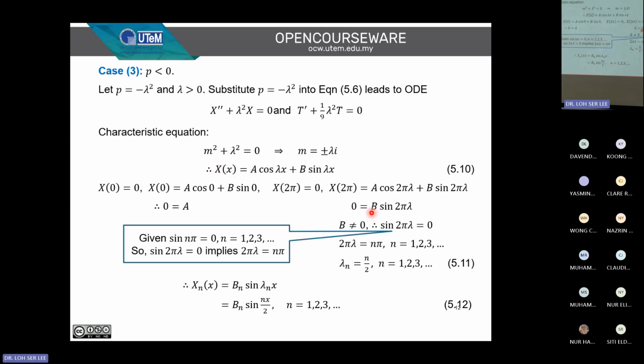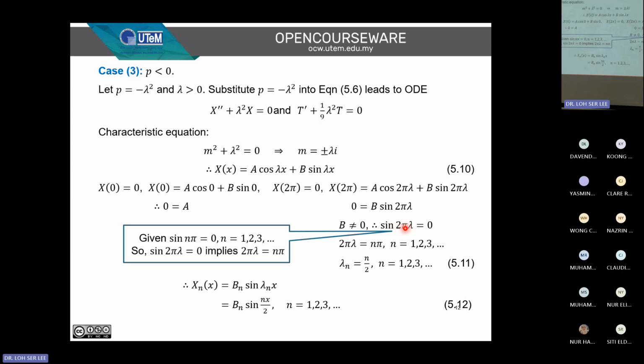So if B is not 0, it must be sine 2 pi lambda to be 0. Right? It must be this one to be 0, because this product equals 0. It must be one of them equals to 0. Since B is not 0, that means sine 2 pi lambda equals 0.